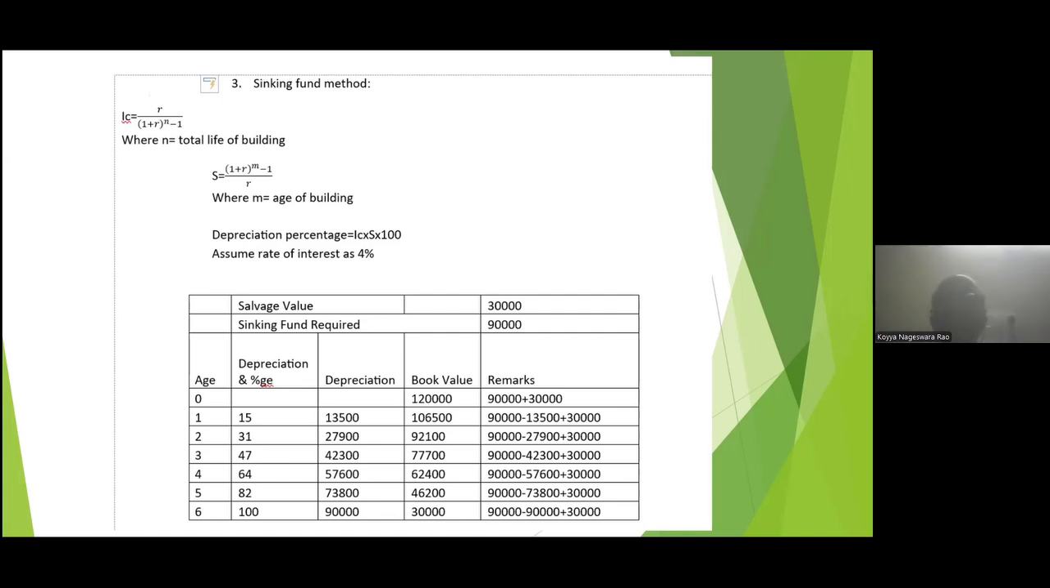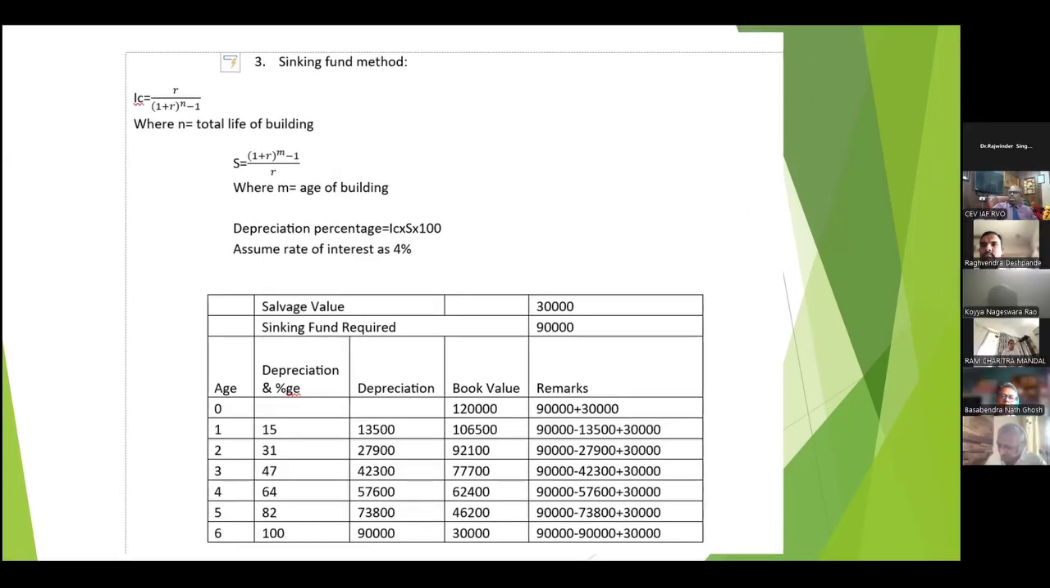So it is IC into S: sinking fund coefficient and amount of sinking, amount of rupees 1 which has been collected so far. So IC के लिए जो फार्मूला है R अपॉन (1 प्लस R) रेज टू पावर n माइनस 1, एंड S के लिए फार्मूला (1 प्लस R) रेज टू पावर n। यू हैव टू मल्टीप्लाई डेप्रिसिएशन परसेंटेज, फार्मूला इज IC into S upon 100.